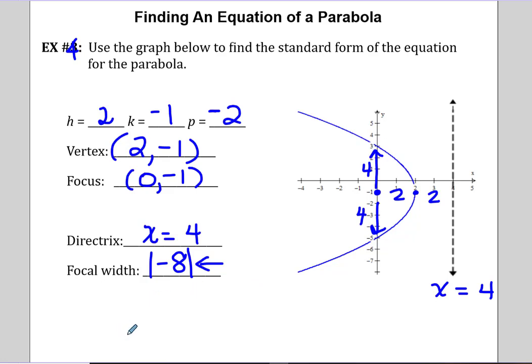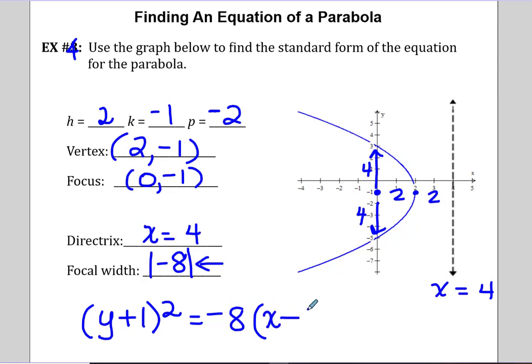And then what do we have to do? Write the equation. So our equation is y minus k, and k is -1. So y minus -1 squared equals -8, that's our 4p value, times x minus h, and h is +2. So this becomes our equation for example 4. And we just have 2 more to go.